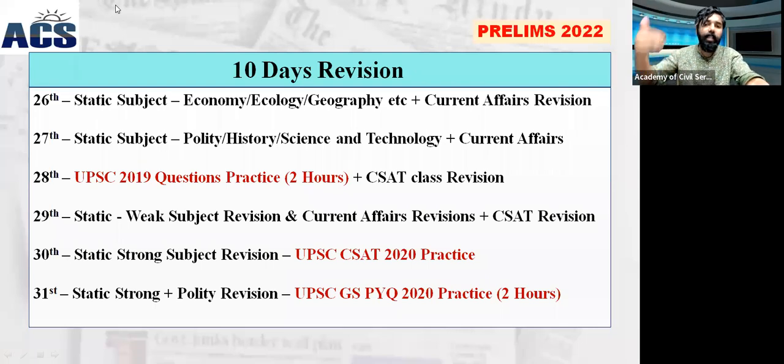I will tell you towards the end of the session what to read, and how to revise the subject when you revise will be discussed throughout the classes. In this slide, I'm just explaining how to make a schedule until the 4th of June. After the 27th, you read the static portions of economy, ecology, geography together, and you also cover polity, history, science and technology, whatever subjects you are able to cover, including current affairs.